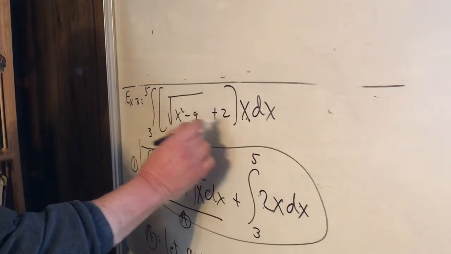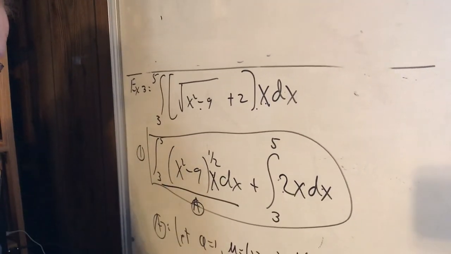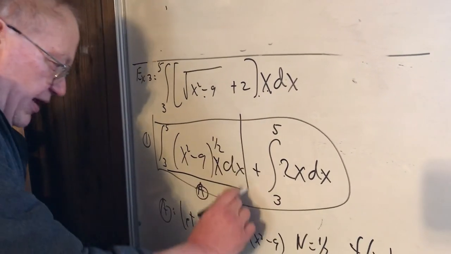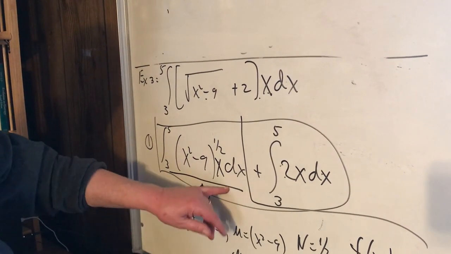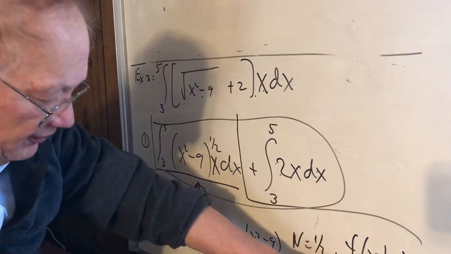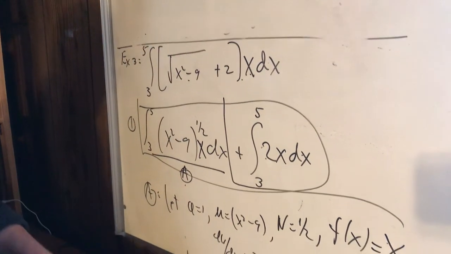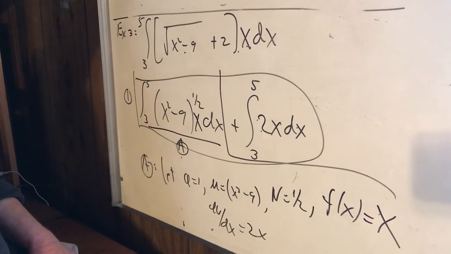Distribute the dx. So now we have, when we take this part here, little a equals 1, u is that, and now f of x equals x, and du equals 2x. Okay, we'll come back next 15 minutes.